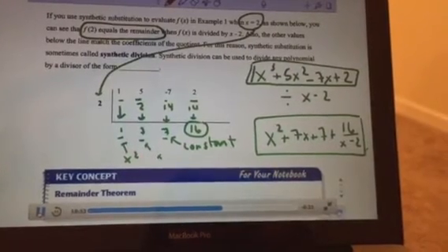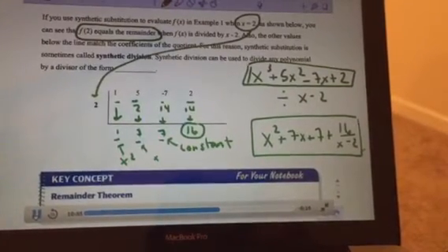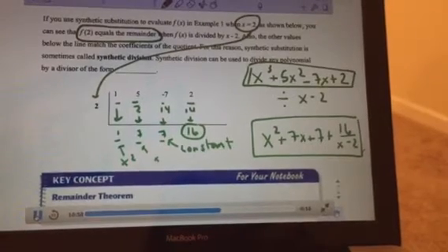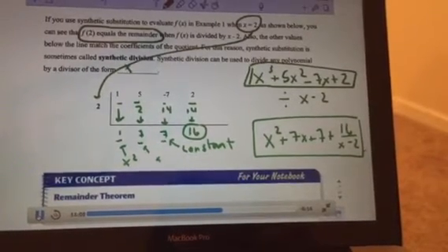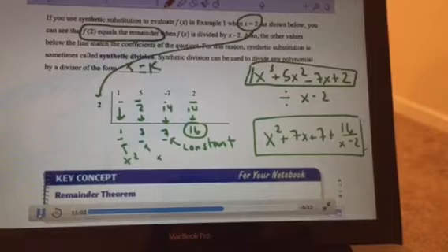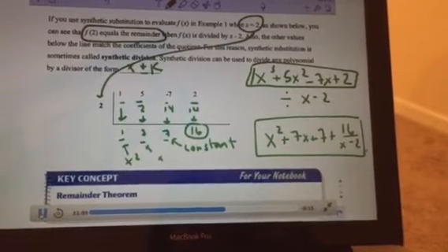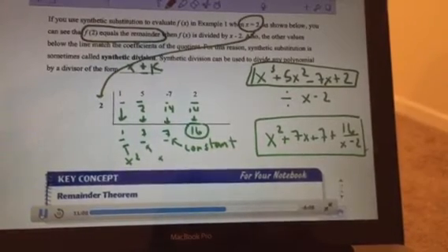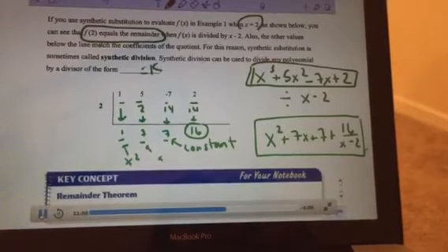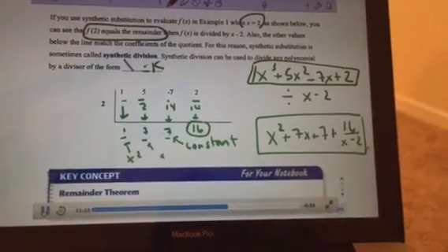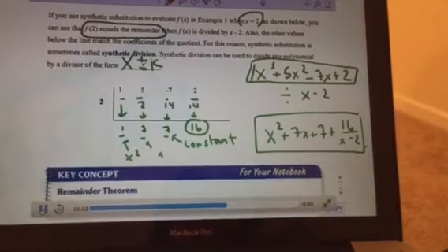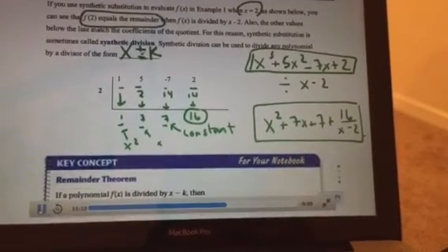So synthetic division is another option, but it only works when you're dividing by linear divisors. So it has to be x plus or minus some number. It doesn't work if you have an x squared or x cubed or anything else. Again, it has to be x plus or minus some constant value.